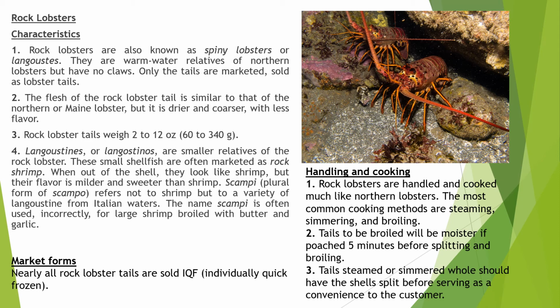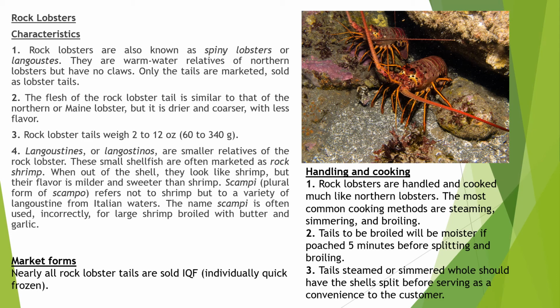So to make the correct dish, which is known as shrimp scampi, they need to use the correct type of langoustine. And as you can see over here, these langoustines are from the Italian waters. But over here in Belize, we don't have too much of that, so we only use regular shrimp, and we call them shrimp scampi when you make a sauce with butter and garlic. In the market, nearly all rock lobster tails are sold IQF, which stands for individually quick frozen.